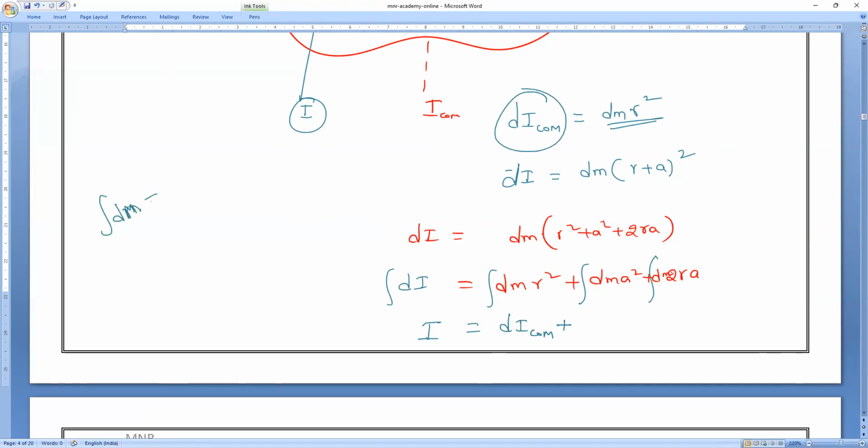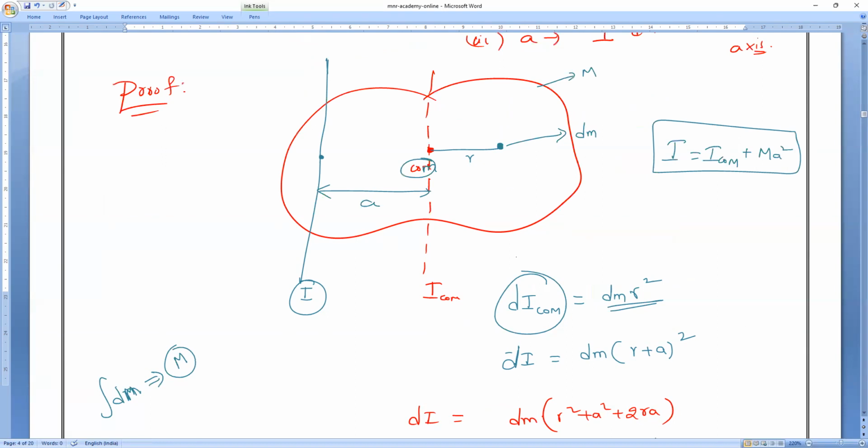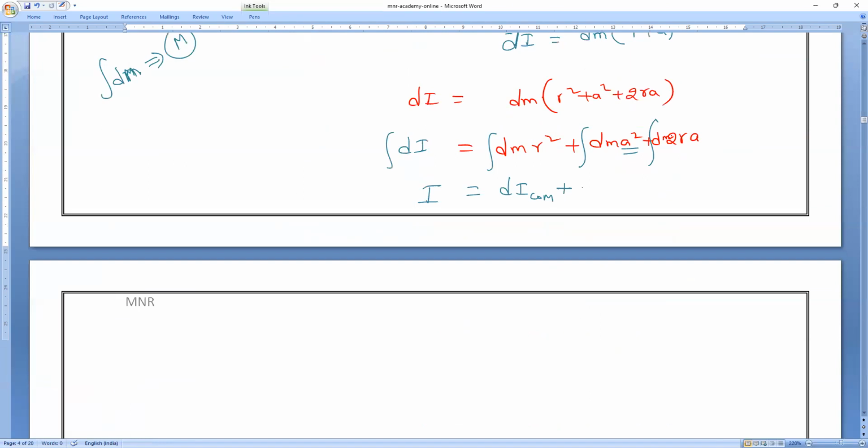Next, integration of dm. What is that? Many times I have taught you till now: the summation of dm gives the total mass. And a remains constant. Is a constant or not, everybody? a is constant, so a square is a constant. So integration of dm is M. Next, here also a is constant, so I will take it outside.